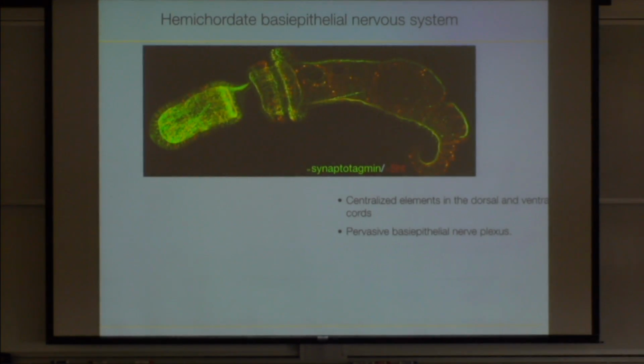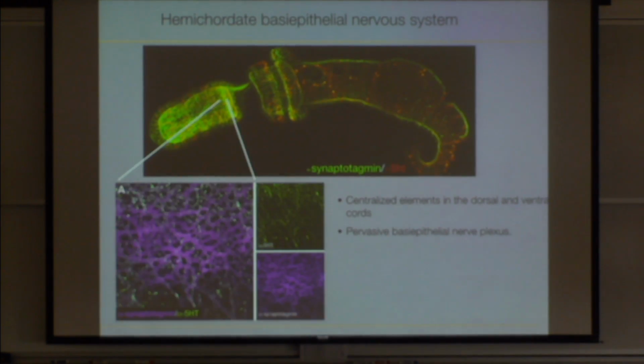So here's a little juvenile. This is the proboscis, collar, and trunk. And there's a stain that shows basically all of the neural processes. And you can see here there's a very broad net, a meshwork of axons, in the proboscis and in the collar, and then it becomes less in the trunk. But then you can see a dorsal and a ventral cord running down both midlines.